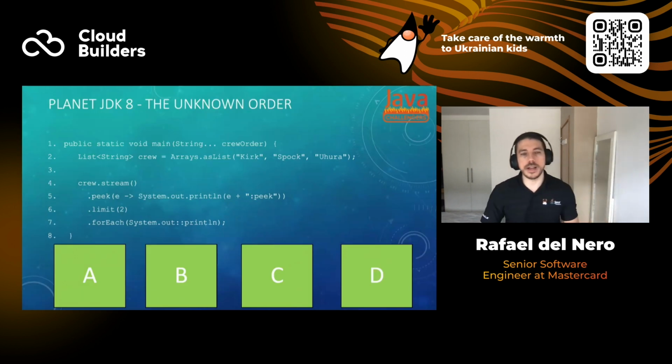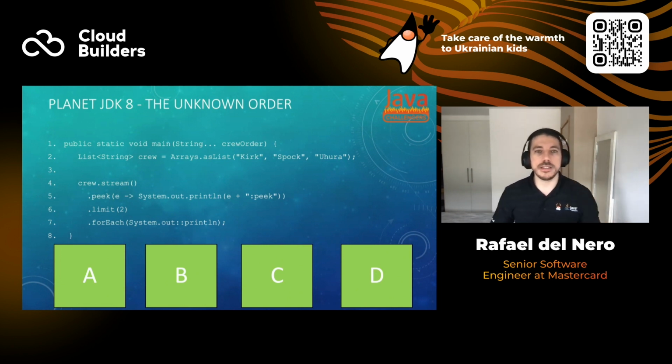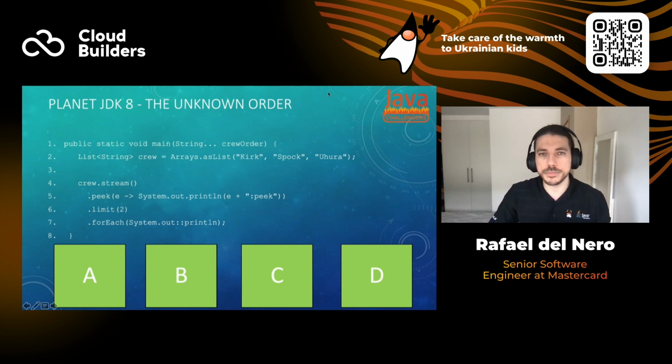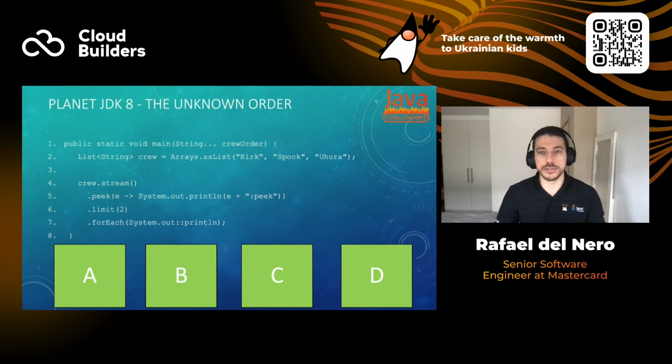Awesome. So we are now at JDK 8. As you can see, this challenge is regarding streams. So we are using the peek method and then the limit and then the forEach method, just showing each element. So let's see the alternatives then.